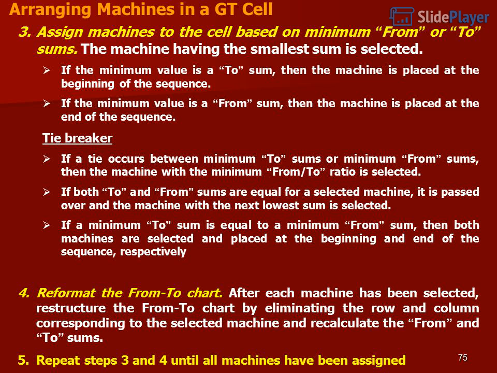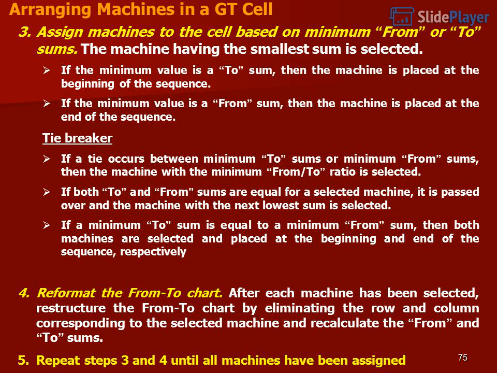If the minimum value is a to sum, then the machine is placed at the beginning of the sequence. If the minimum value is a from sum, then the machine is placed at the end of the sequence. Tiebreaker. If a tie occurs between minimum to sums or minimum from sums, then the machine with the minimum from/to ratio is selected. If both to and from sums are equal for a selected machine, it is passed over and the machine with the next lowest sum is selected.